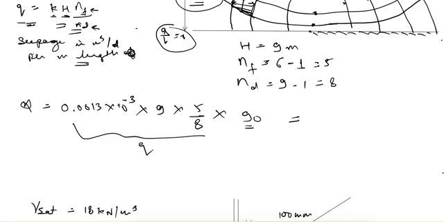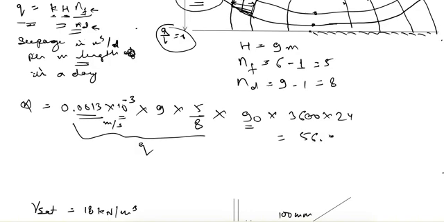It is asked in the question to find out the seepage in a day, but the unit of this K, after converting it, is in meter per second. So we have to multiply it by 90 into 3600 for hour and 24 for a day. So from here we'll get the seepage in one day as 56.867 meter cube. This is the final answer.